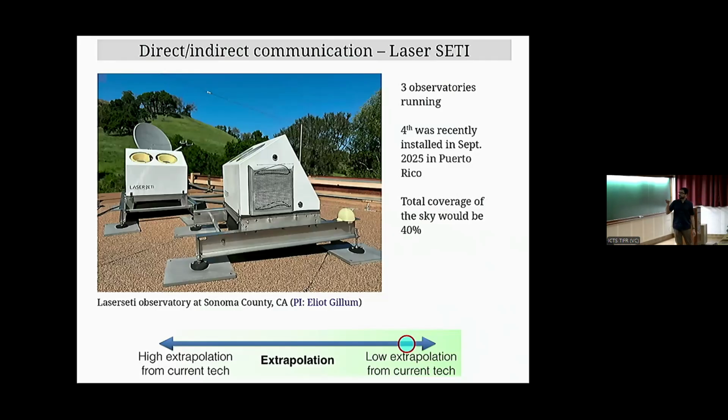Additionally, there are two cameras, exactly the same cameras, so that you can distinguish between cosmic ray hits. And then what they are looking for is nanosecond pulses in the optical. The fourth such setup was installed recently, just last month, and this would have a coverage of 40% of the sky.